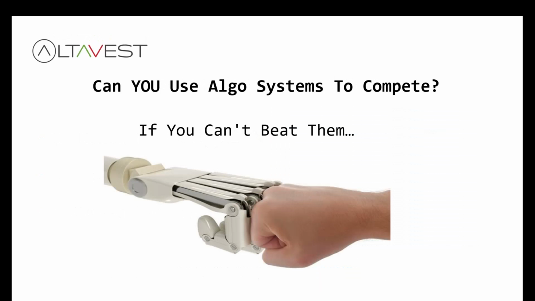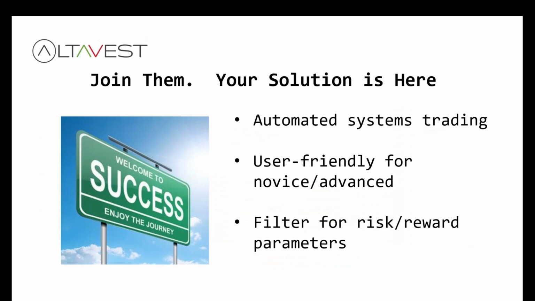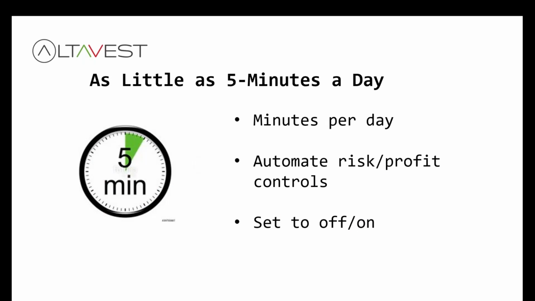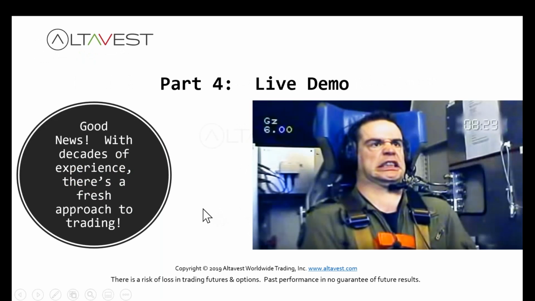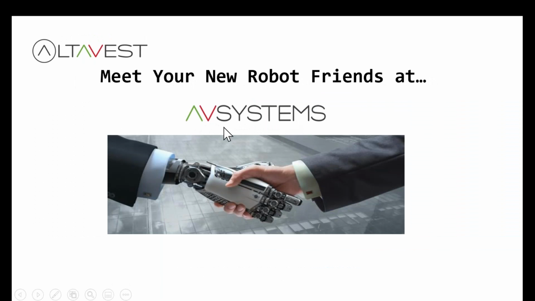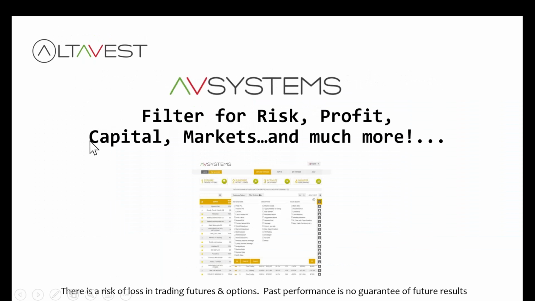But remember, algo systems, you want to use them to compete. So here we have a solution for you, automated systems trading, user-friendly for novice or advanced. You can filter for any parameter you'd like. You can use it in just minutes a day, automate your risk controls, your profit controls. Those are all taken care of. All you do is flip the switch on and walk away. And then we'll go through this demo quickly, and then we'll jump into the options demo as well. And remember, the markets can move up and down, and the computers don't care. They can sink their teeth into a bull or a bear move. Doesn't matter. So we're going to jump into that live demo here of AV systems, automated systems trading.